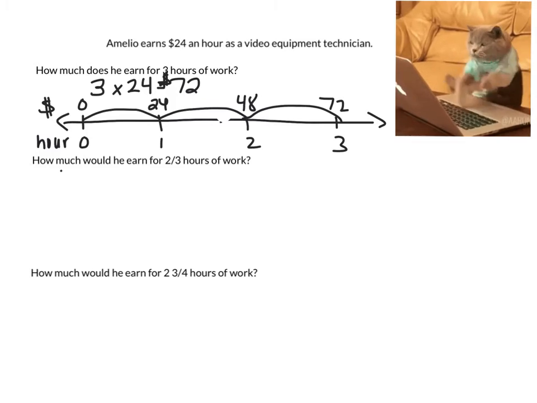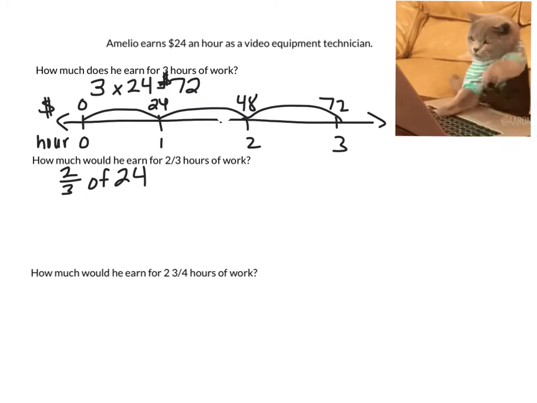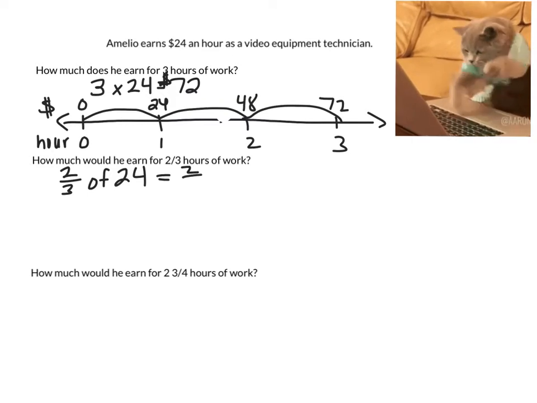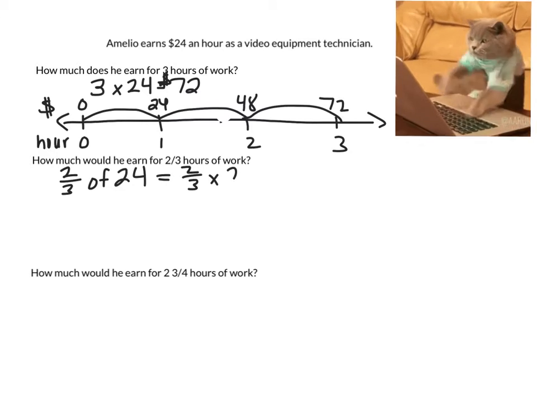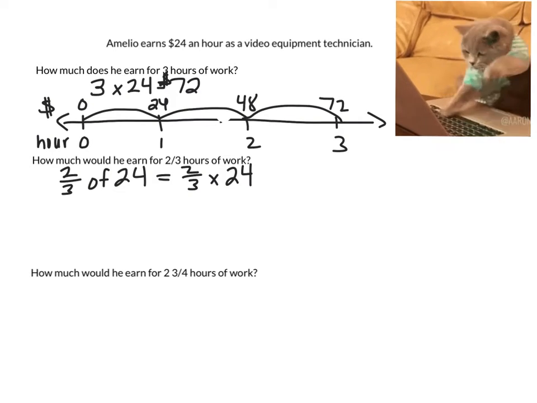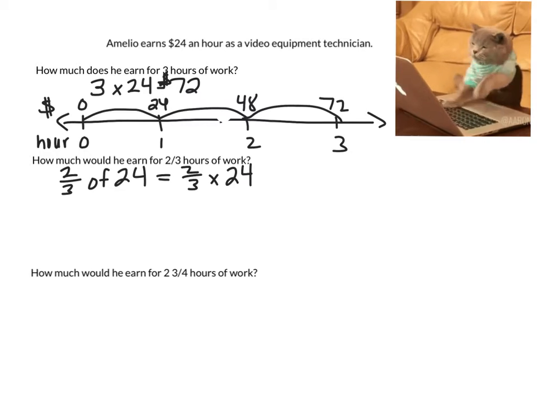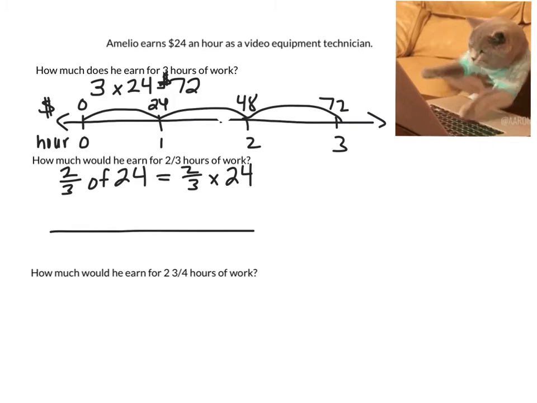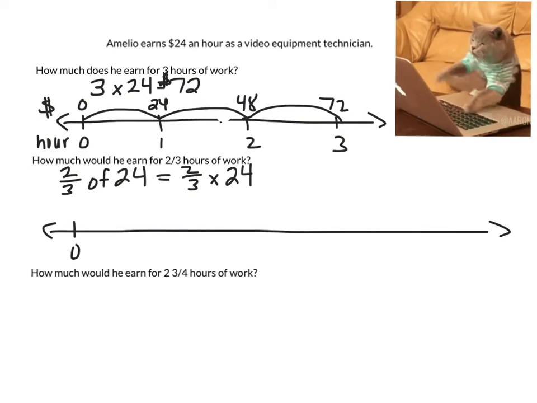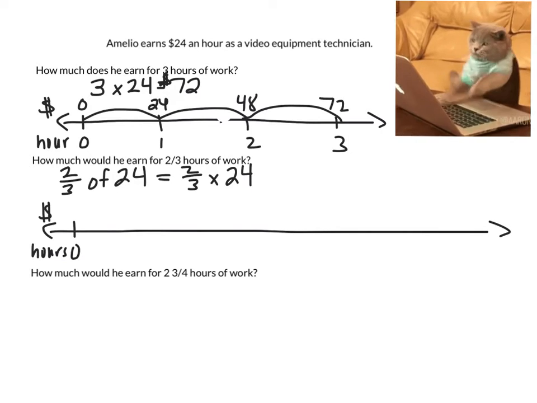So what we're really trying to find out is what is 2/3 of 24, like we were kind of talking about with the bar models. Or this is the same as taking 2/3 times the $24. We could still use the bar model and things like that, but I just kind of wanted to show you what it would look like also as a number line. So here, I'm still going to make that double number line. Down here is going to be the hours, and on the top I'm going to put the pay.